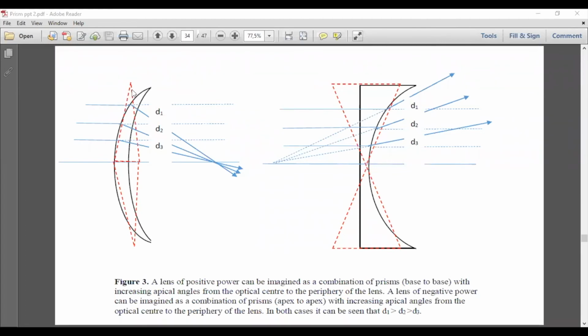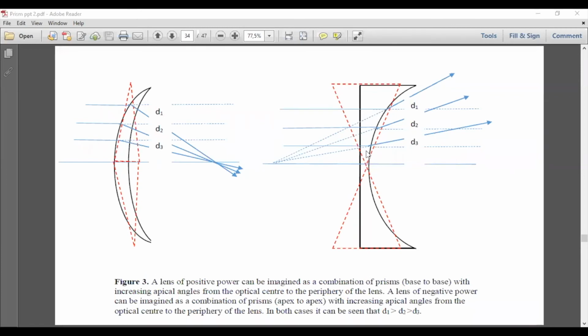Now, let's look at the red dotted line. This is a pure prism. If light were to enter this prism, light would leave parallel. But with it being a lens, a lens of positive power is thick in the center and thin on the edges, so we can say it's a combination of two prisms, base to base, with increasing apical angles as we move away from the optical center. That's why the deviation on the edge is much greater than the deviation closer to the optical axis.